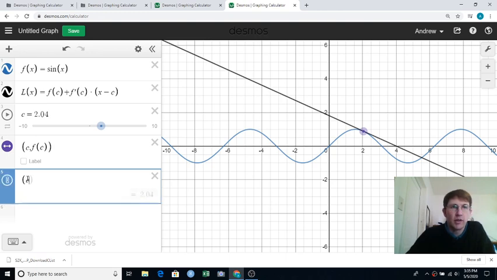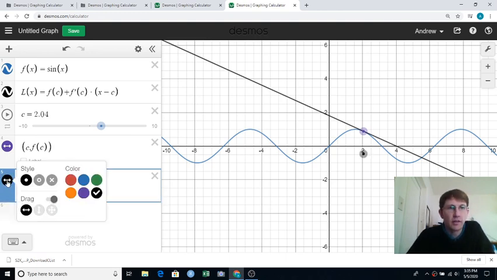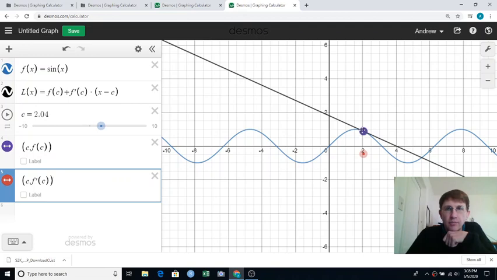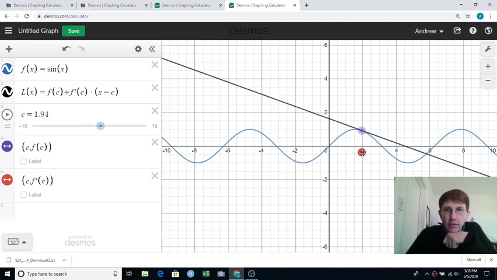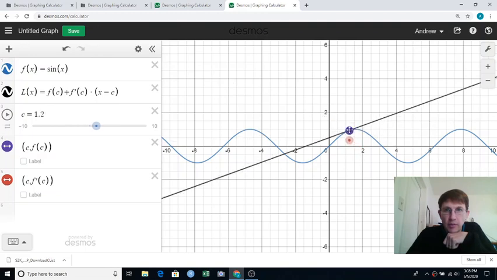I can put a point at c comma f prime of c, and let's color that in red, because I usually color my derivative in red. So this will be the value of the derivative at the current point. And let's make sure it's behaving properly.